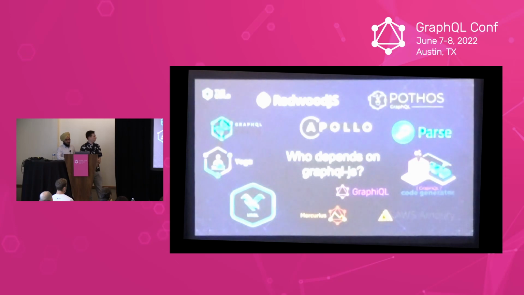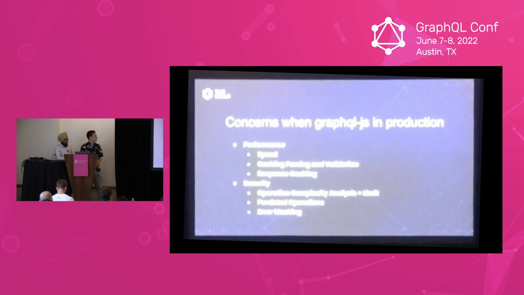And also code-first libraries for building your schema, like Pothos, or GQTX, there are many of them. All of those depend on GraphQL-js, so GraphQL-js actually has a lot of responsibility for those libraries. So what are the concerns when I want to take GraphQL-js and use it for a production deployment?